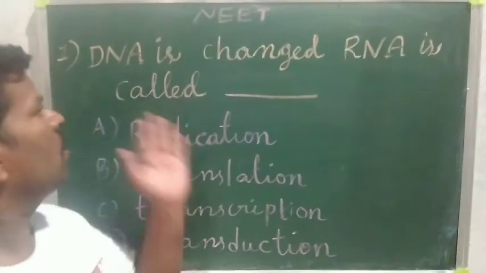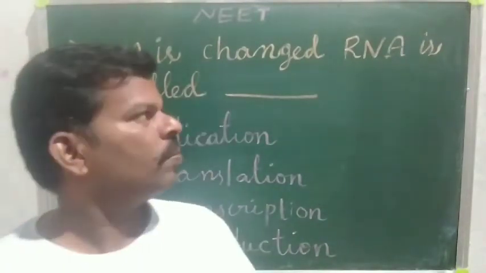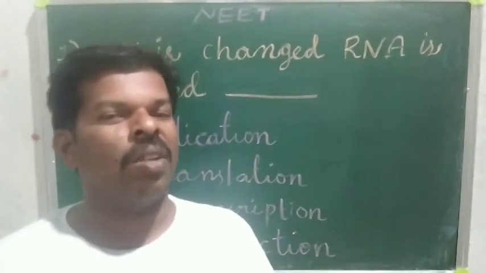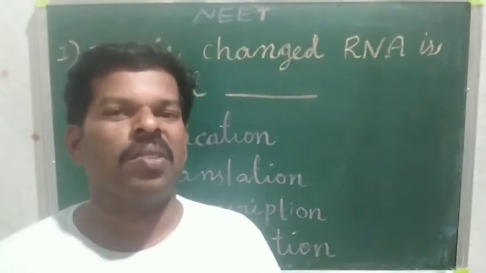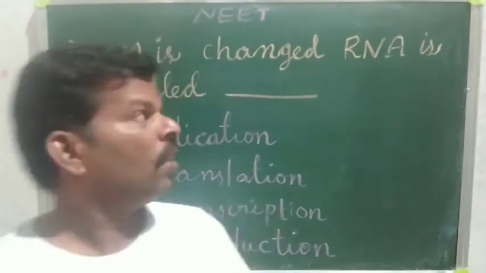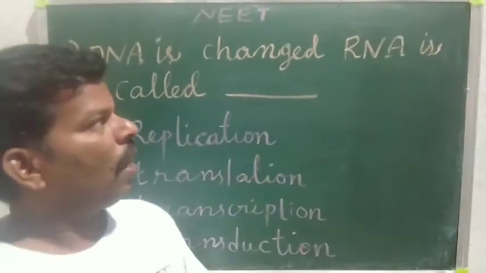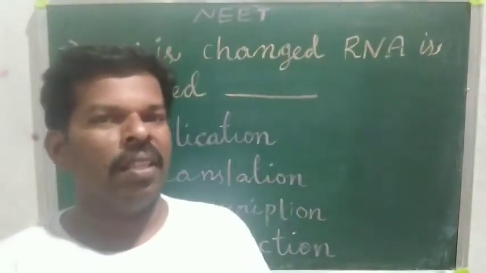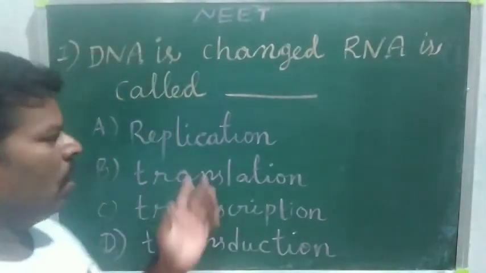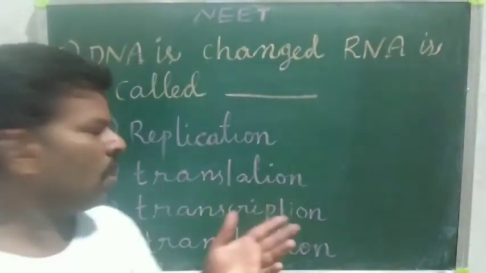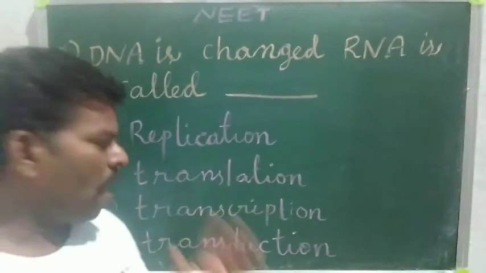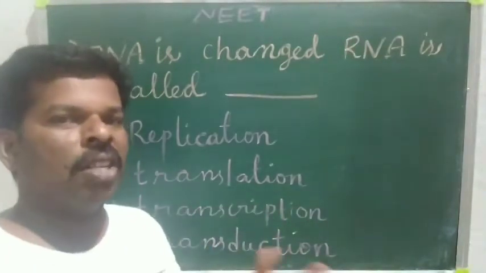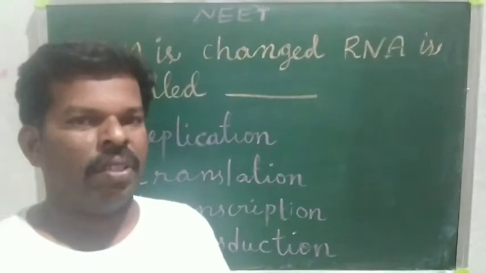See the question. DNA is changed to RNA, it is called as. It is very interesting. It is one of the fundamental questions also. How is DNA converted to RNA? They have given four options: replication, translation, transcription, or transduction. Which one is the answer? The students will be confused, isn't it?